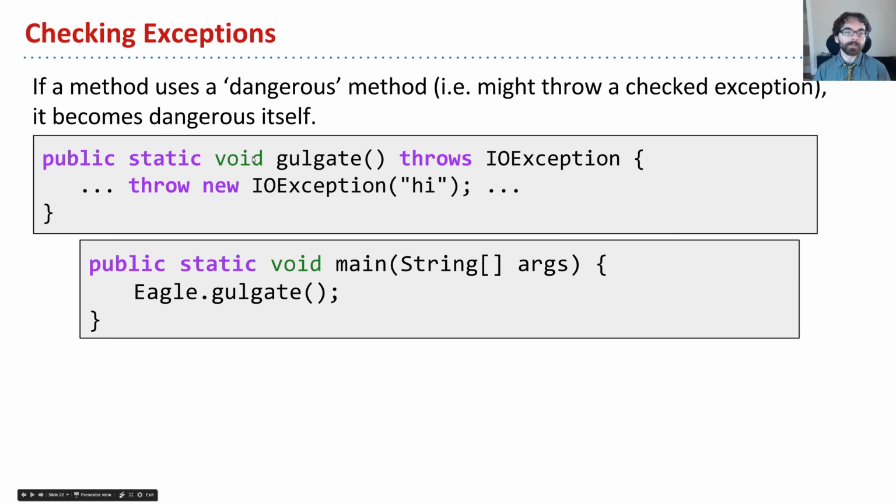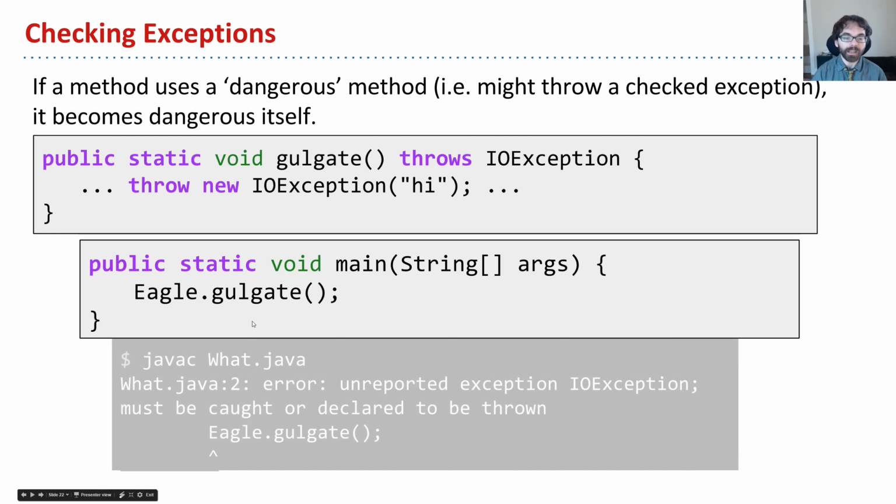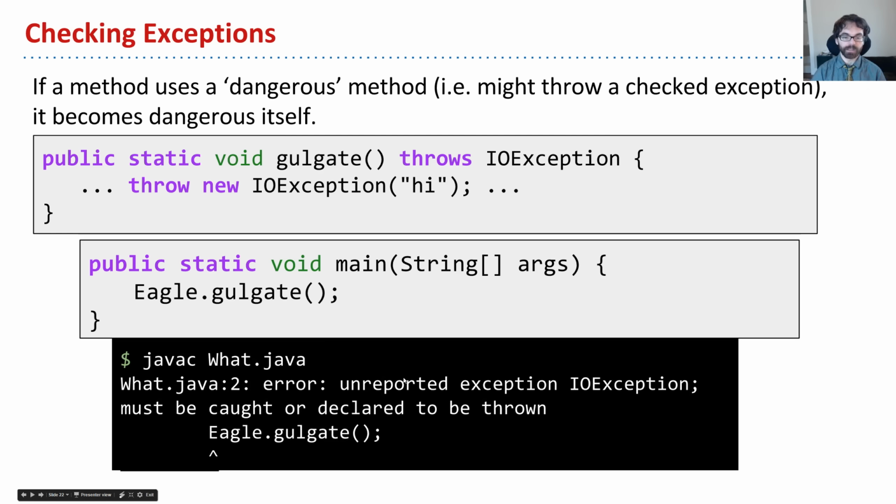So here's an interesting note, which is that if a method uses a dangerous method, that is, if it uses a method that might throw a checked exception, it becomes dangerous itself. So if we look at Goalgate here, when we say throw new IO exception, if in the main method we call eagle.goalgate, this is why when we tried to compile our code, we get unreported exception IO exception, must be caught or declared to be thrown. Because this method right here throws IO exception, main also, obviously, since this can throw an IO exception, so can main. And so in this case, we're not handling it.